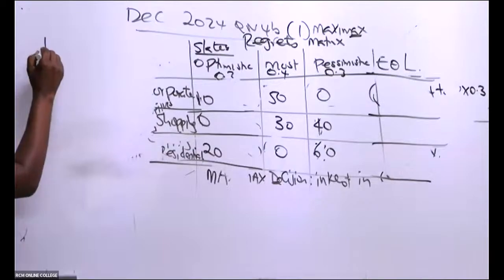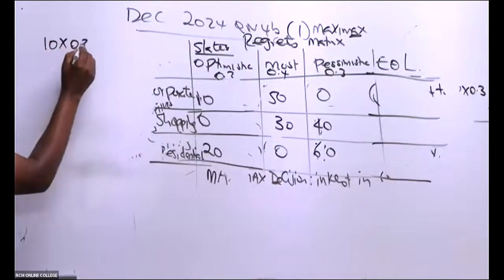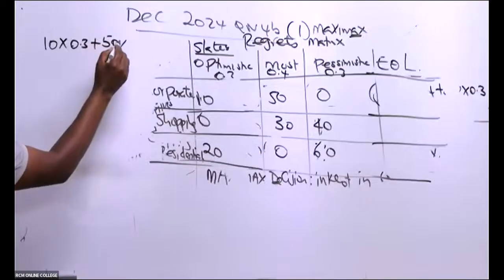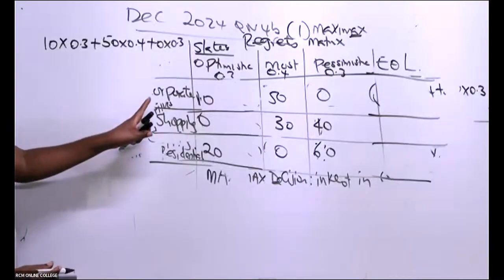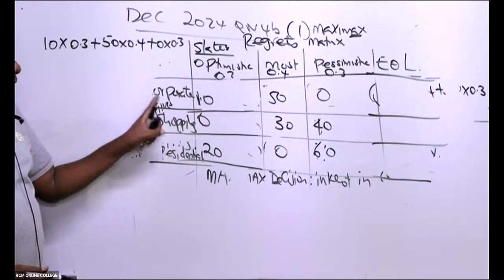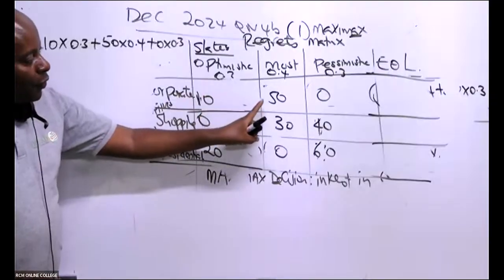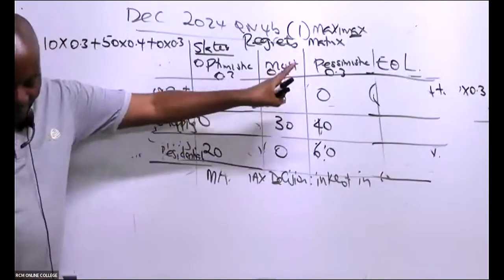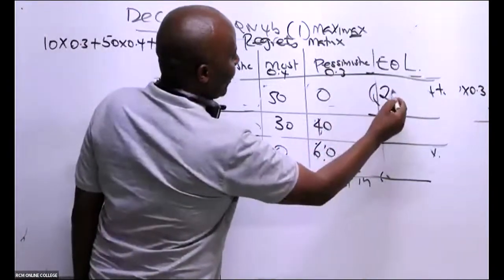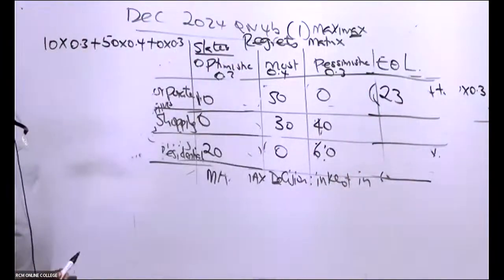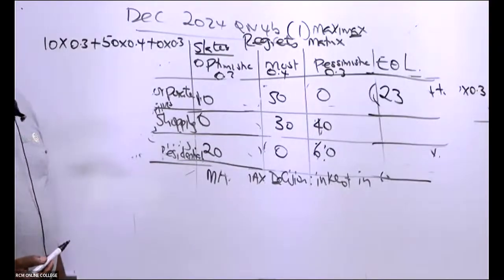So we have here 10 times 0.3 plus 50 times 0.4 plus 0 times 0.3. This is the expected opportunity loss for the first decision, which will end up giving us what figure? It's only Ruth who is talking to me. She's telling me that the first answer is 23, isn't it? 23.